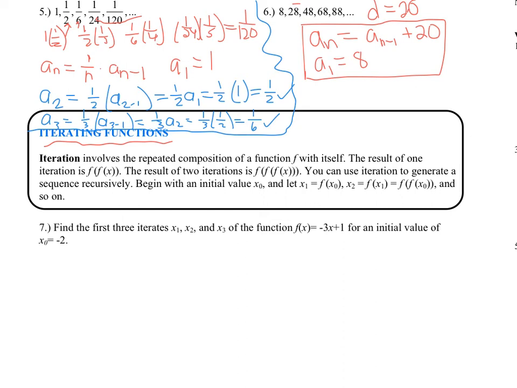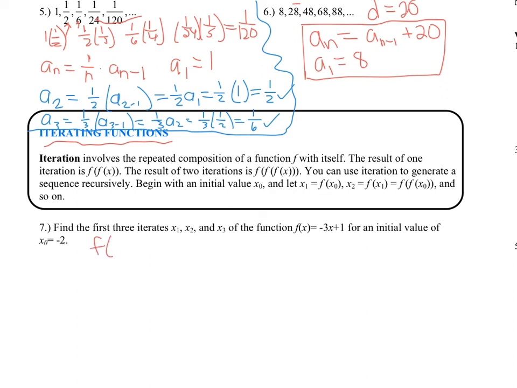You can use iteration to generate a sequence recursively. So you begin with the initial value x sub 0. You let your first term equal f of x sub 0. You let your second term equal f of x sub 1, which equals f of x sub 0, and so on. So you're going to find the first three iterates of the function f of x equals negative 3x plus 1 for initial value of x sub 0 equals negative 2.